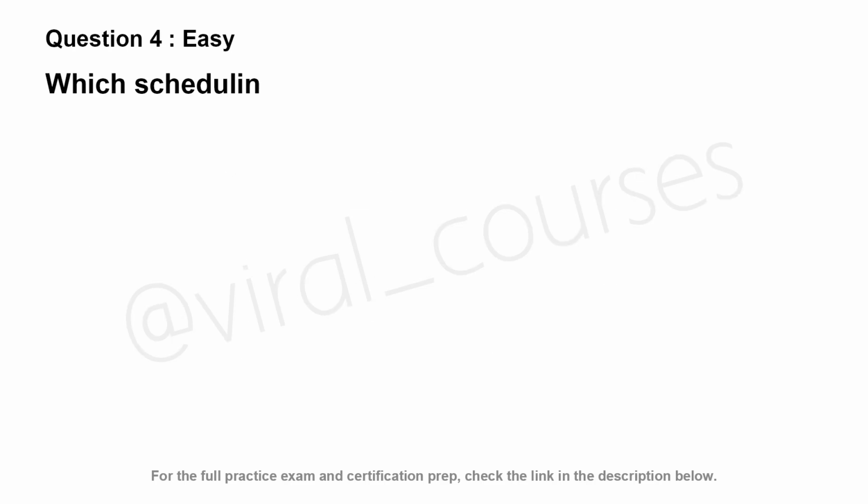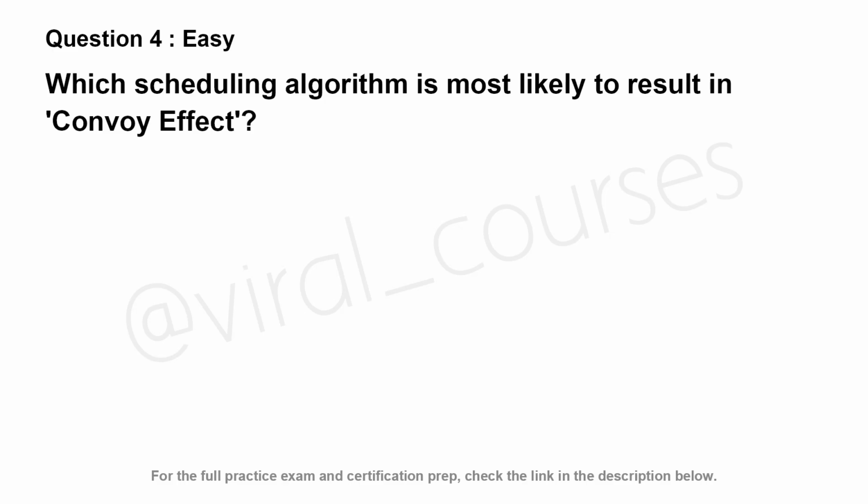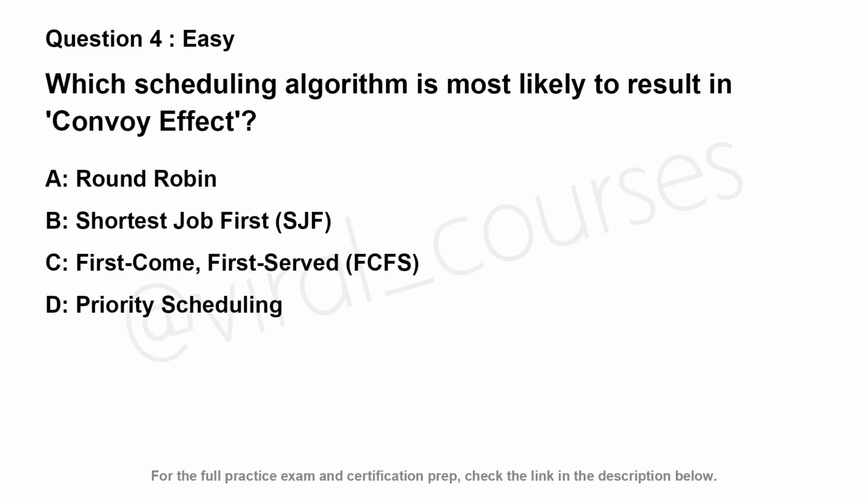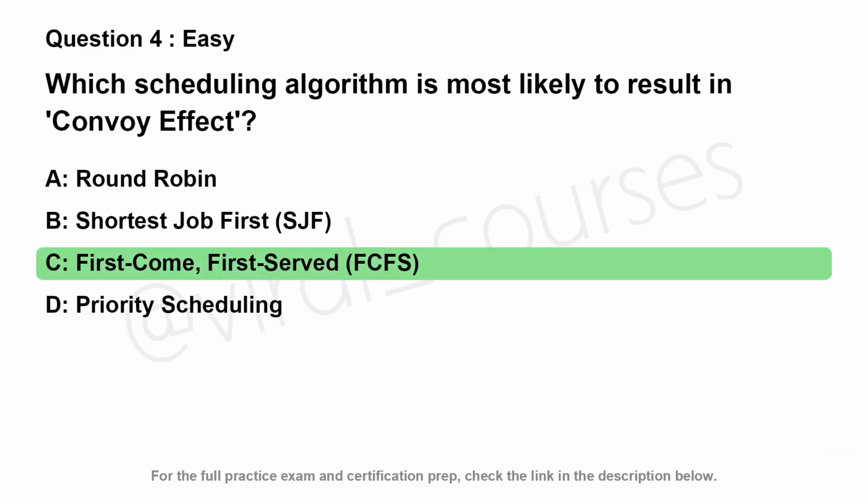Which scheduling algorithm is most likely to result in convoy effect? Option A, round robin. Option B, shortest job first, SJF. Option C, first come, first served, FCFS. Option D, priority scheduling. The correct answer is C.